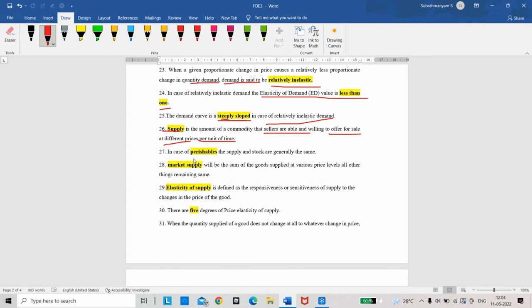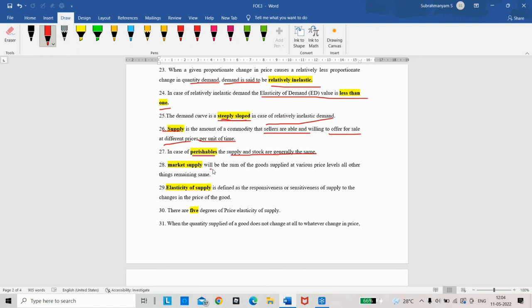In case of perishables, supply and stock are the same. In case of non-perishables, supply and stock are different. Perishables means that within a short time they will spoil. So we have to supply all the produce. We do not keep it as stock.